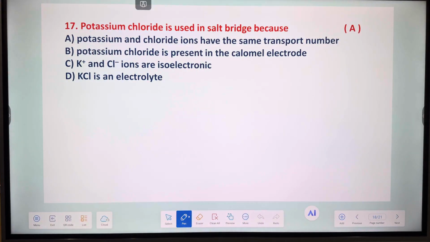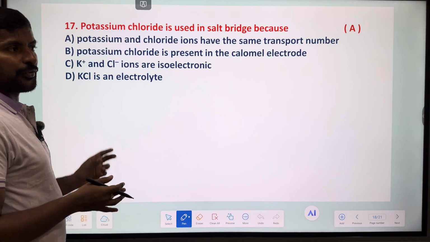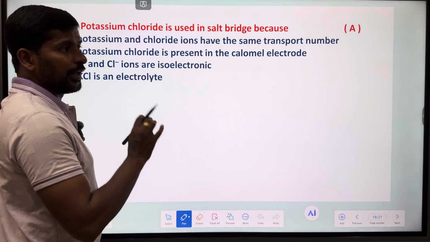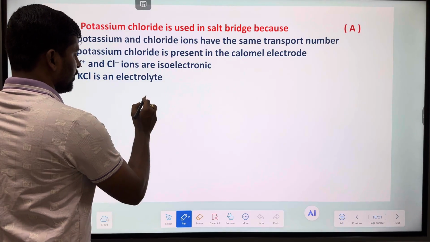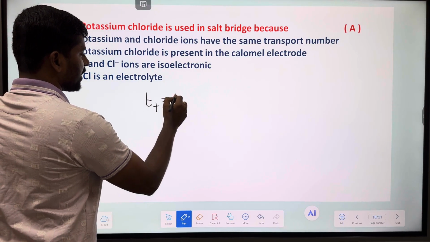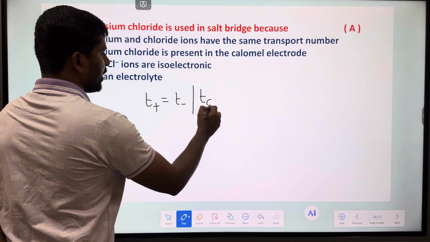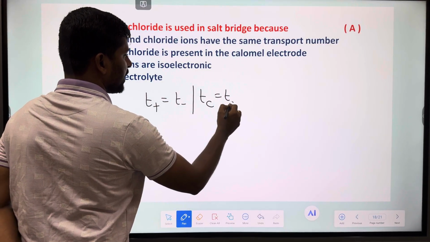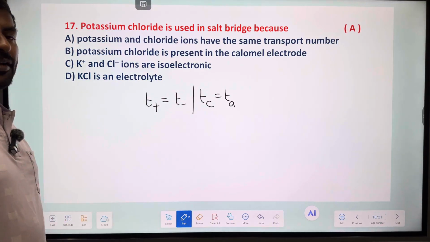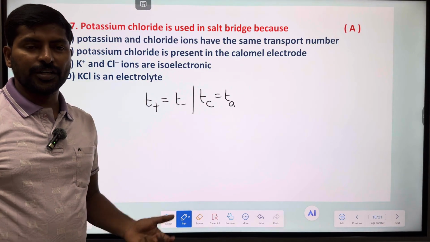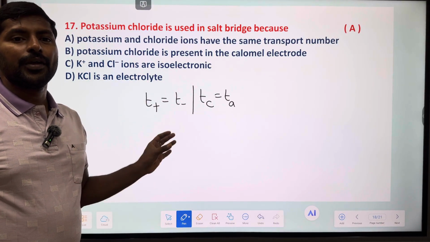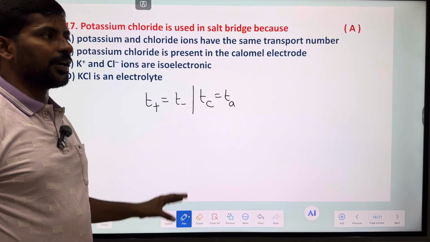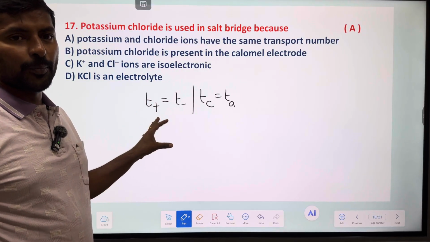Potassium chloride is used in the salt bridge because, whatever salt we are using, and this is very important in this question, the transport number of cation and anion must be the same. The transport numbers of cation and anion should be the same to maintain electrical neutrality, to avoid accumulation of charge and to avoid excess potential development.